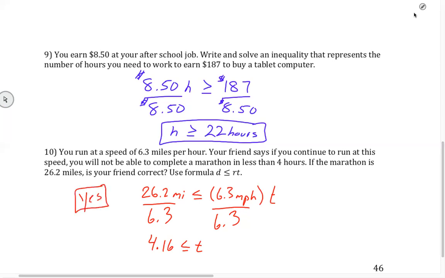Another way you could have done this was you could have done 6.3 miles per hour times 4 hours. If we do that, 4 times 3 is 12, carry my 1. 4 times 6 is 24, plus 1 is 25. So we would actually only be able to complete 25.2 miles, which is less than the 26. So there you have it.